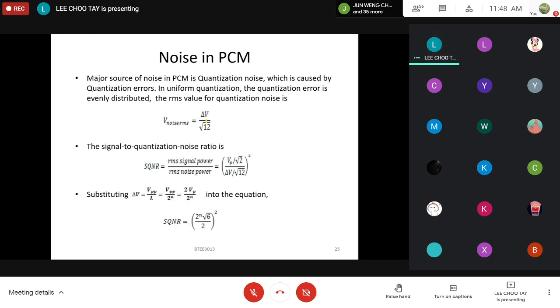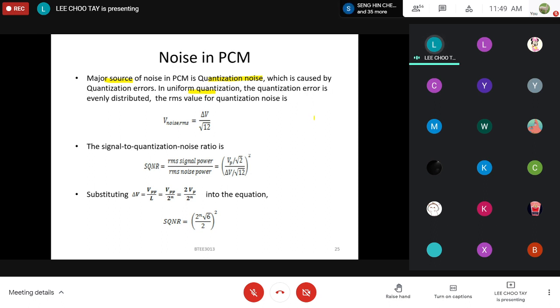Okay, let's talk about noise. In a communication system, we always need to consider the noise factor. As far as PCM is concerned, the major source of noise comes from the quantization process. As I mentioned previously, this noise is caused by the error made during the quantization process. For uniform quantization, the quantization error is evenly distributed, because we use the same quantization interval from small signal all the way up to big signal.